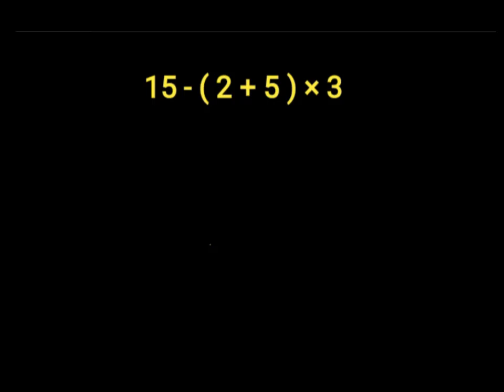15 minus (2 plus 5) times 3. Now (2 plus 5) will give us 7. Then we have 15 minus 7 times 3. 15 minus 7 will give us 8. Then we have 8 times 3. 8 times 3 is equal to 24.